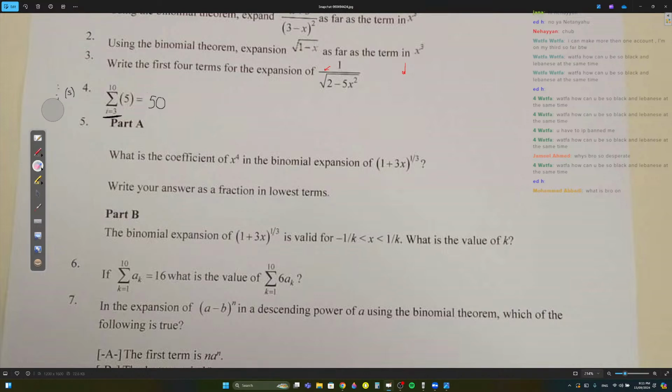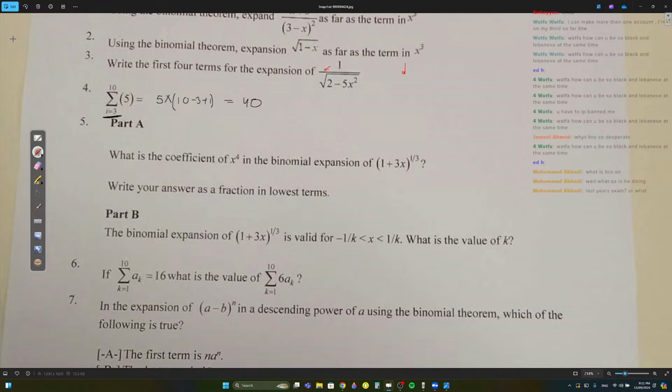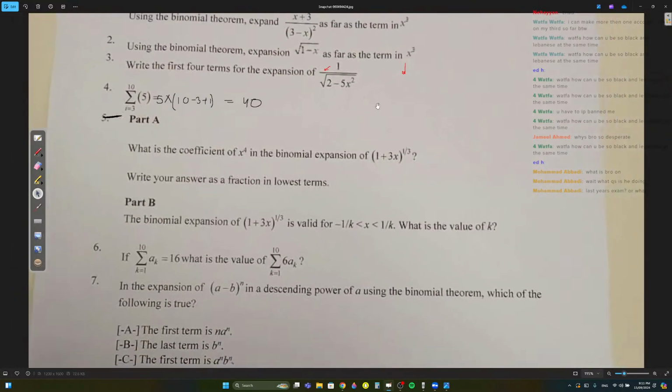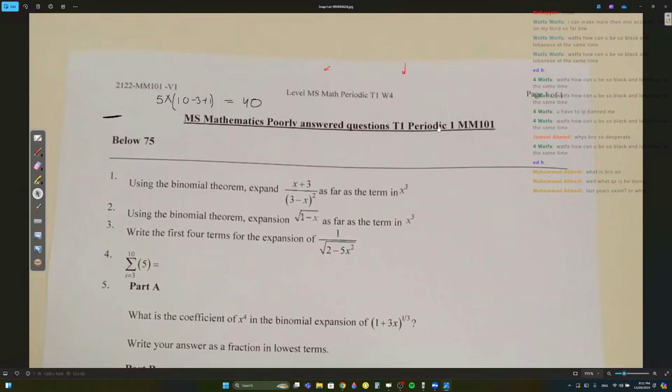So, if you want a rule, you can say, Waleed, what do I do? Here's what you can do. You can do 5 times 10 minus 3 plus 1. Okay? And you're going to get 5 times 8, which is 40. This is a poorly answered question. They came in last year's periodic. See? Mathematics poorly answered for term 1 periodic 1. Okay?